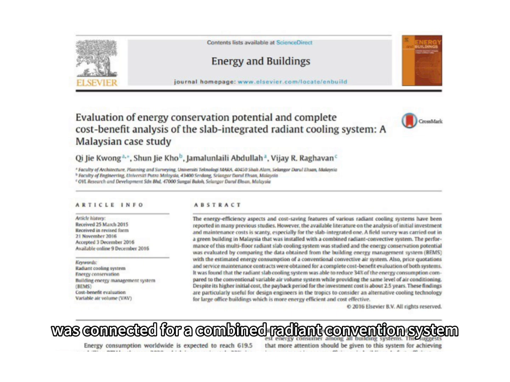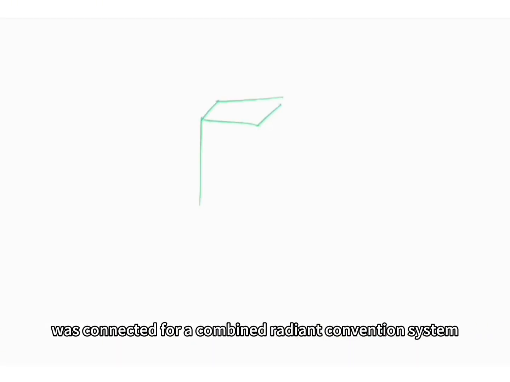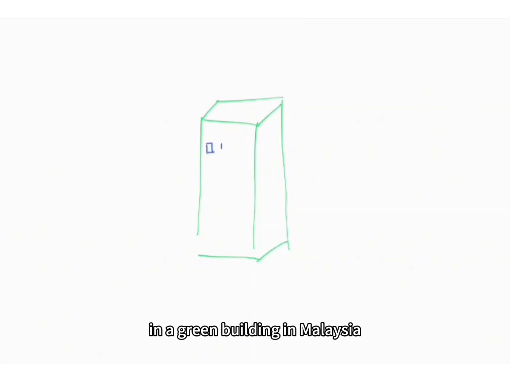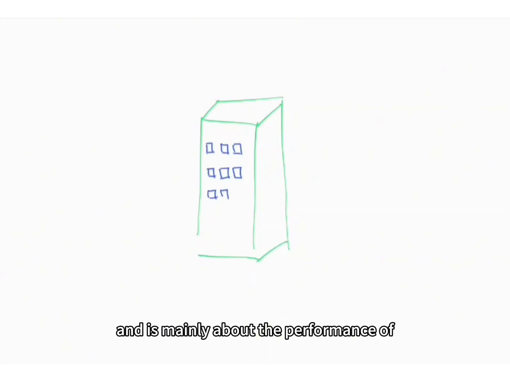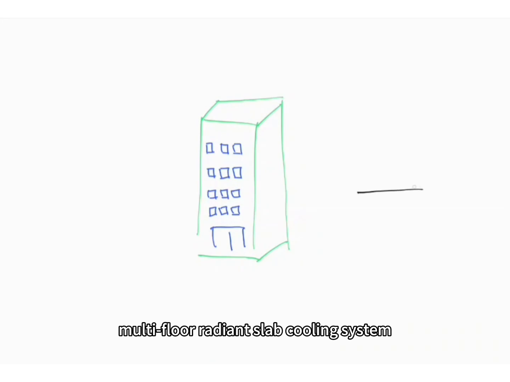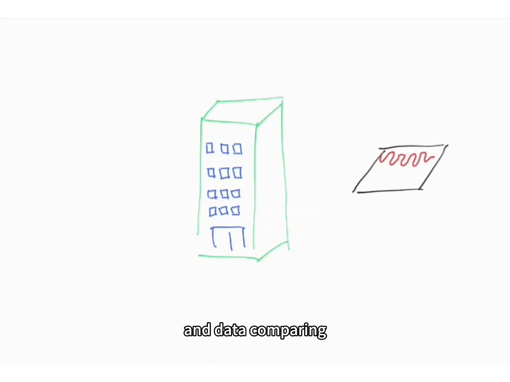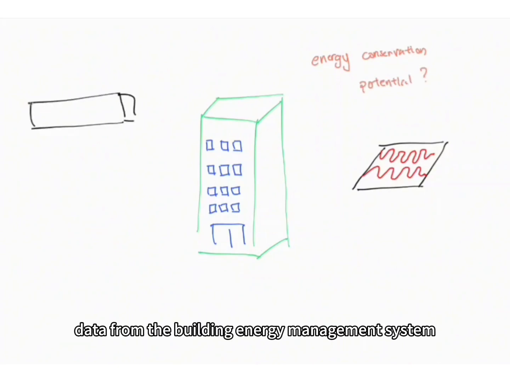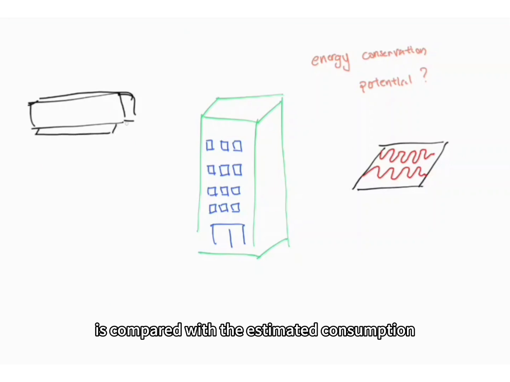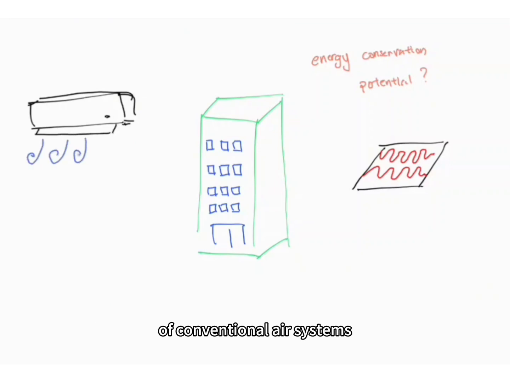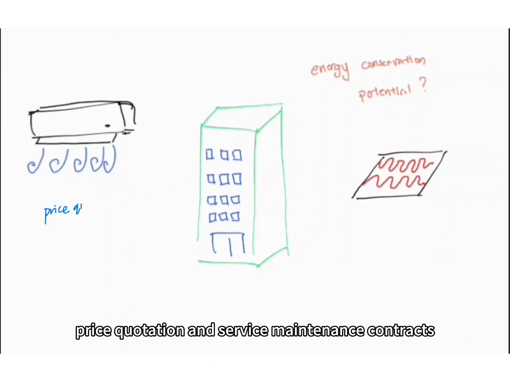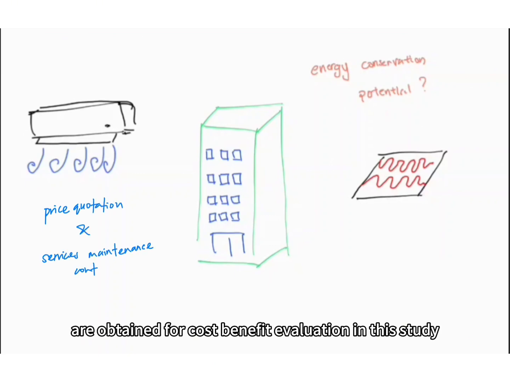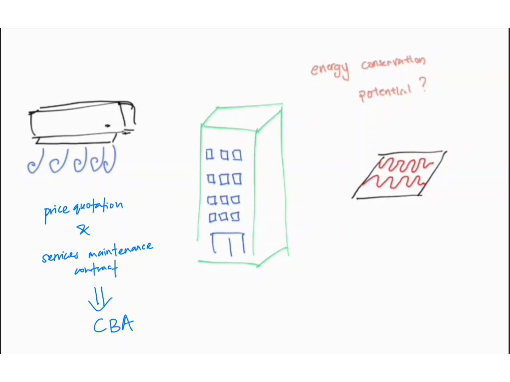This study was conducted for a combined radiant conversion system in a green building in Malaysia and is mainly about the performance of a multi-floor radiant slab cooling system and data comparing to evaluate the energy conservation potential. Data from the building energy management system is compared with the estimated consumption of conventional air systems. Price quotation and service maintenance contracts are obtained for cost-benefit evaluation in this study.